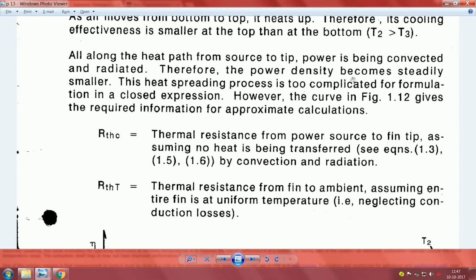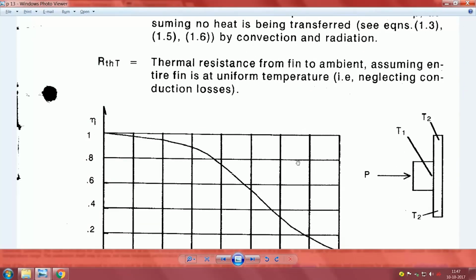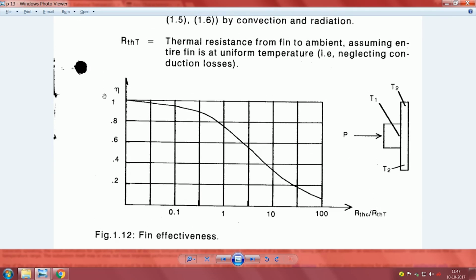Along the heat path from the source strip, power is being convected and radiated. The power density becomes steadily smaller. This heat spreading process is, again, sorry for reading it again, what he says is too complicated to formulate in a closed expression. In one lone instance it can be done, but you cannot make a generalized thing for all cases. So, as we go, somebody has done this, how the efficiency varies, by practice.